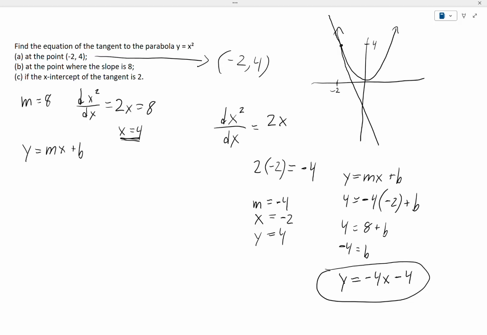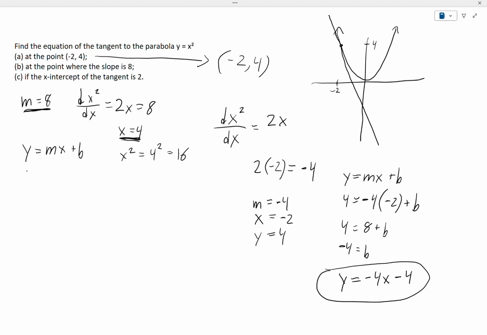And I know that x is equal to 4. I know that m is equal to 8. Well, I need to figure out what b is equal to. And the only way I can do that is if I have y. So we've got to pick out some y value, and it has to be the corresponding y value for this x value. So I'll just plug this x value in, and I get 4 squared, and that's equal to 16.